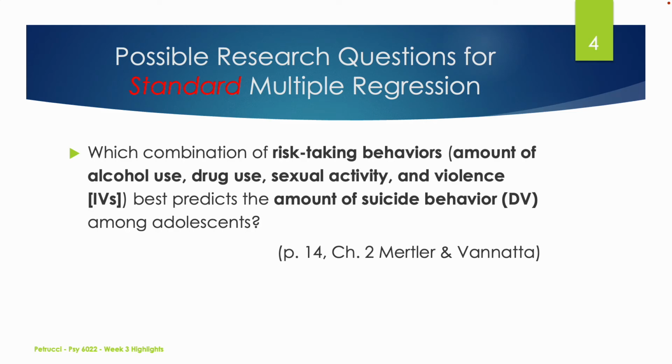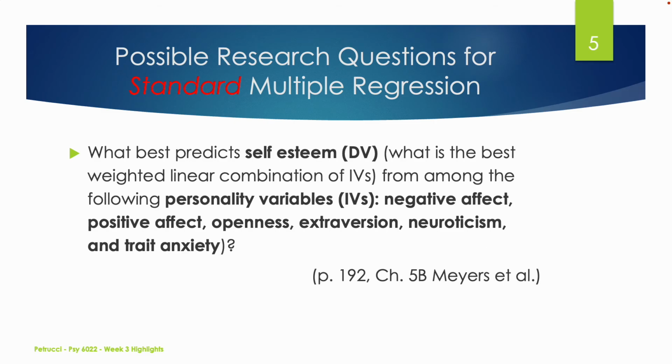Another way to word a research question for standard multiple regression, we could word it as, which combination of independent variables, in this case risk-taking behaviors, best predicts the amount of suicide behavior, which is our continuous dependent variable, among adolescents? And that's from Chapter 2, Mertler and Van Atta, in our course binder.